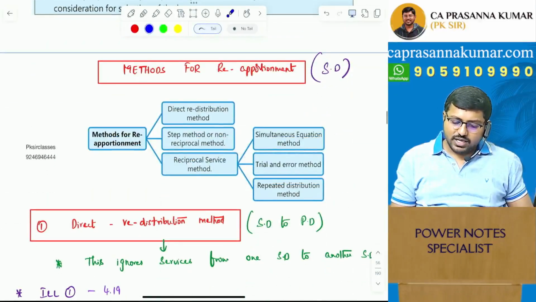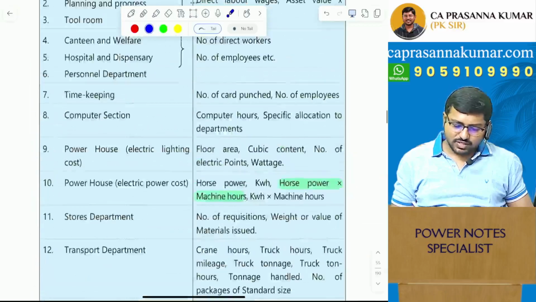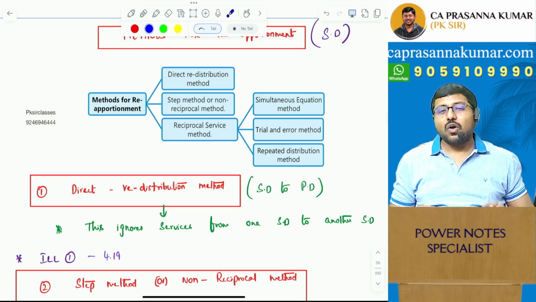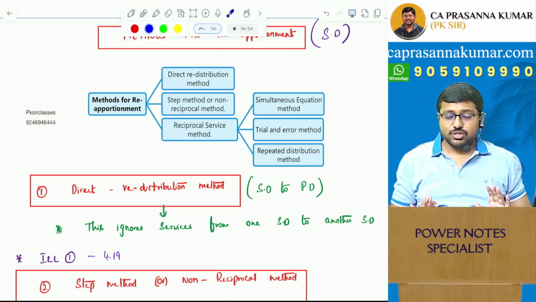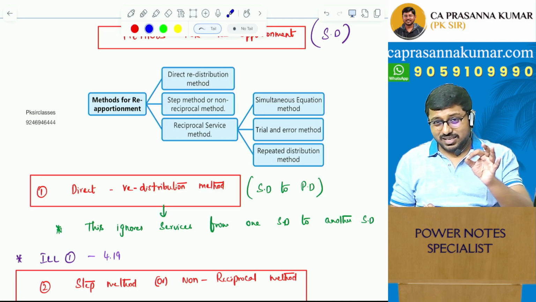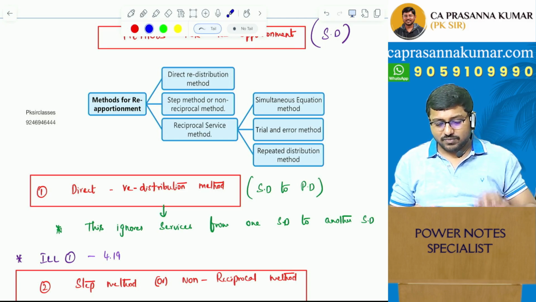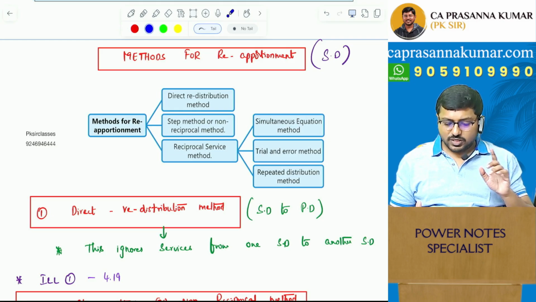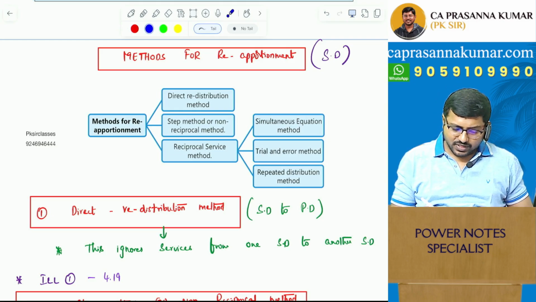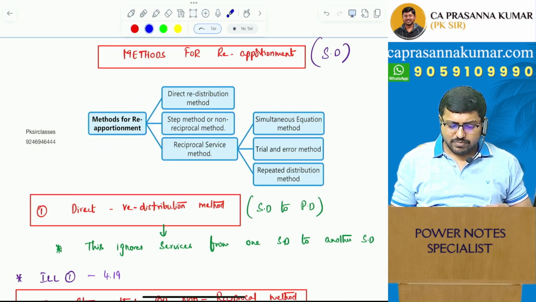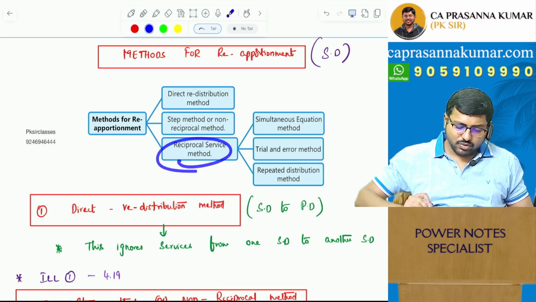Whereas when it comes to secondary distribution, yes, we have seen the suitable basis for secondary distribution as well. But apart from that, there are a lot more complications, where your service department overheads will be reapportioned back toward production departments. Correct? That we need to understand. Okay, let's look at all the methods. Ready? Now, from your examination perspective, this is very important. We have methods for reapportionment: direct distribution method, step ladder method or step method or non-reciprocal method. Then we have the reciprocal services method.